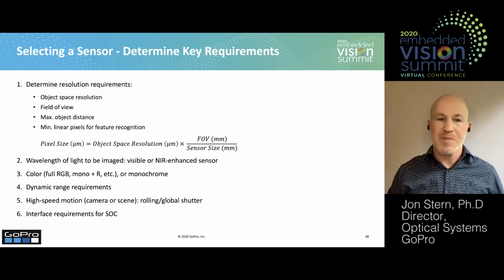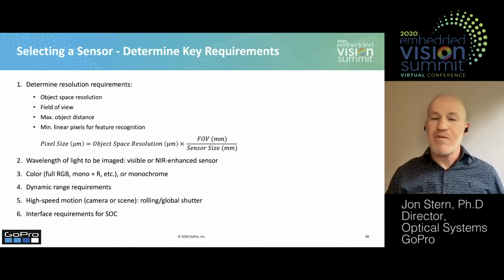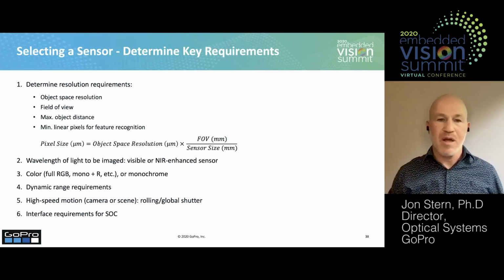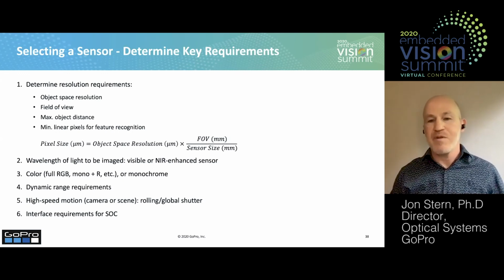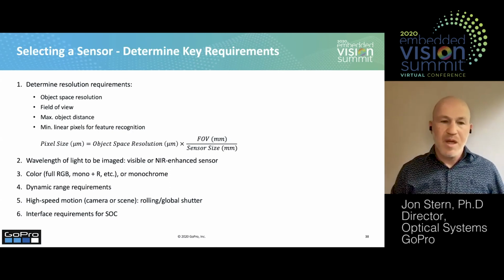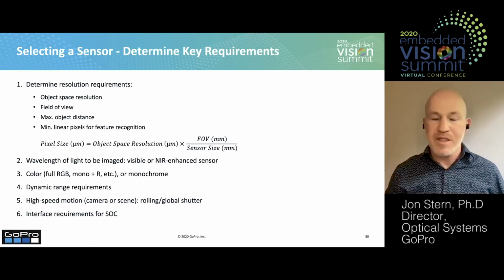What is the object space resolution? What is the field of view required? So how much of the scene do you need to be able to see in a single frame? What is the maximum object distance? And what are the minimum number of linear pixels that are required for feature recognition? And then from that, you can determine the pixel size: object space resolution multiplied by the field of view divided by the sensor size.